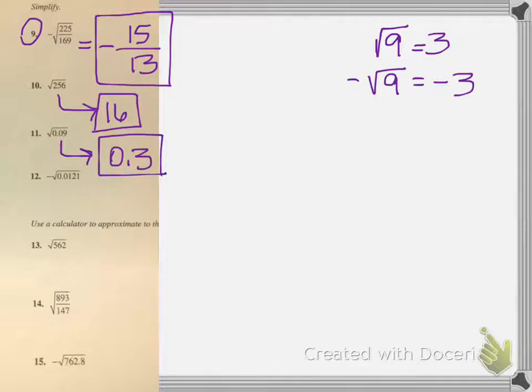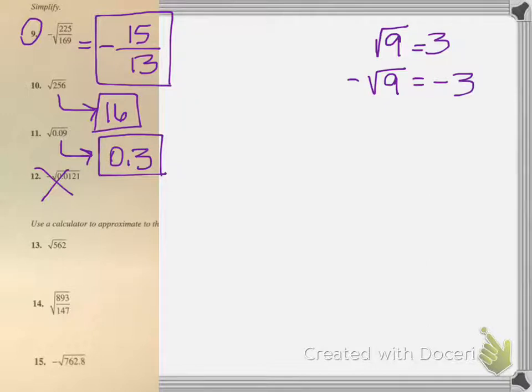So now let's look at some of these down here at the bottom. We have the square root of 562. Now, it does say use a calculator to approximate. So, because of that, 562 is not a perfect square. When you put that into your calculator, square root of 562, you get a very long decimal. All of your square roots end up being irrational numbers unless they are perfect squares. So, we're always going to have to approximate that.